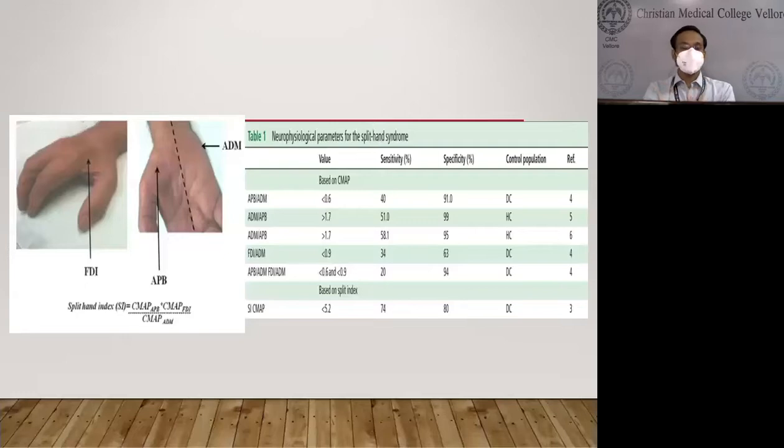That is what we are discussing at every point in time. We are looking at the ratios of the CMAP of APB versus ADM. If you have these kinds of ratios, that is suggestive. There's also something called the split hand index, where you look at the product of the APB and FDI CMAPs against the ADM. This had a little more sensitivity and specificity for patients with ALS.